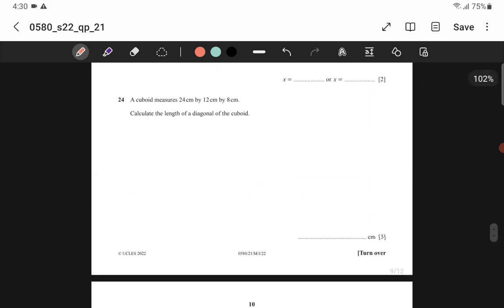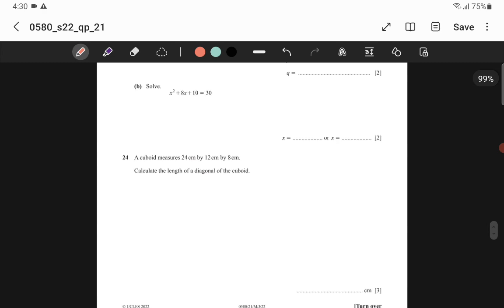Okay, after that, this one. A cuboid measures 24 centimeter by 12 centimeter by 8 centimeter. Calculate the length of a diagonal of a cuboid. Okay, cuboid, I have like this. This one 12, 24, and 8. For the diagonal, I need to know this one first, right? And then I will get the diagonal using the Pythagoras. So first we find the Pythagoras of this one to this one, the diagonal on the base.